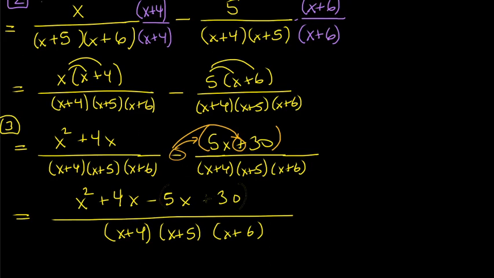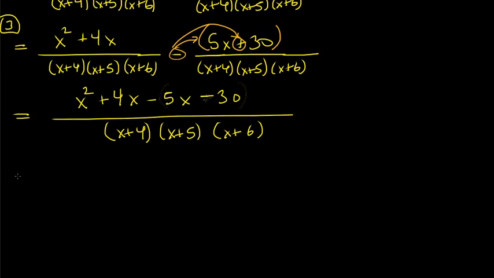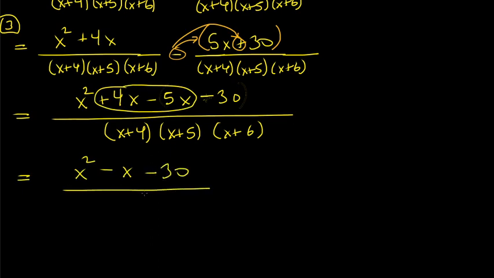Oops. Hang on. Yep. If you make it a plus, you're just going to get it wrong. So be careful. In fact, you can always put parentheses around anything here just to make sure you distribute the negative sign. All right, so let's see. 4x minus 5x is just negative 1x. And that's the numerator.